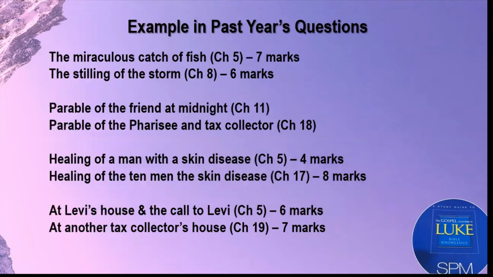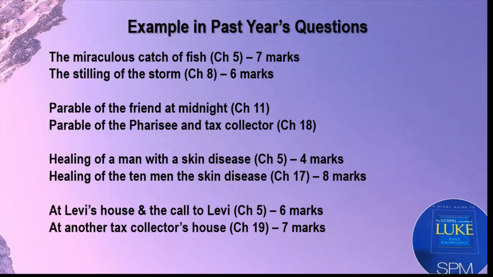Some other examples from past year questions. They compare 2 different stories, one from chapter 5 and chapter 8, the miraculous catch of fish, with the stilling of the storm in one single question. The parable of the friend at midnight, together with the parable of the Pharisee and the tax collector. Again, different chapters, but same question. Healing of the man with a skin disease, again, healing of the 10 men with the skin disease happened at different times of the story, one in chapter 5 and the other in chapter 17, but together in the same question, to make up 15 marks in total.